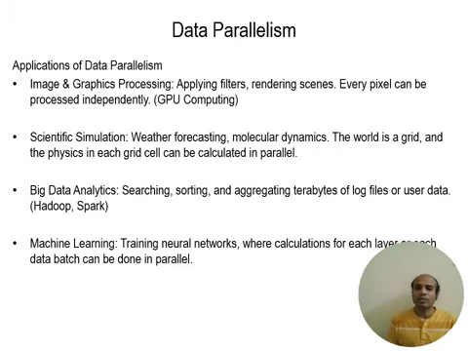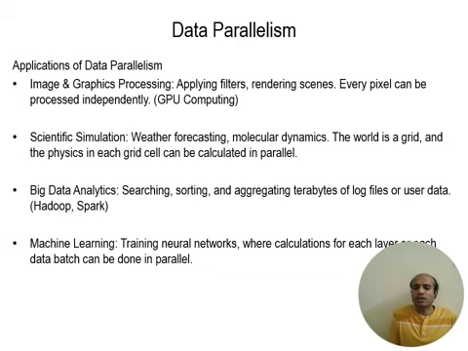So data parallelism applications are listed out here. So we're talking about image and graphics processing, applying filters, rendering scenes. Every pixel can be processed independently. GPU computing, scientific simulation, weather forecasting, molecular dynamics: the world is a grid, and the physics in each grid cell can be calculated in parallel.